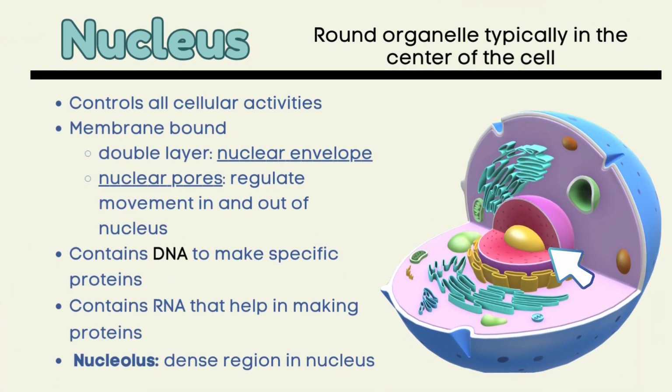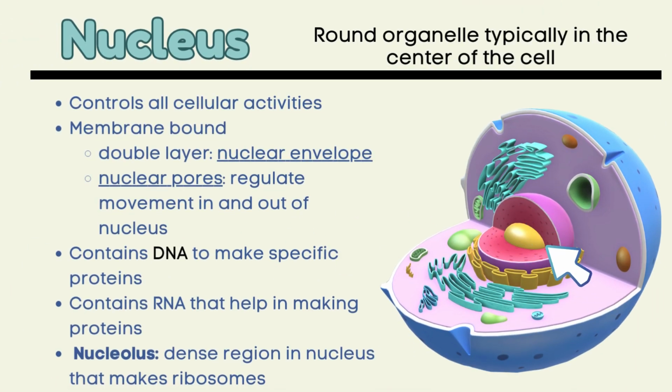The nucleus is a round organelle typically located in the center of the cell. It functions to control all cellular activities. It has a double-layer membrane called the nuclear envelope, which has openings called nuclear pores. Nuclear pores regulate what can enter and exit the nucleus. The nucleus contains DNA to make specific proteins. There's also RNA inside the nucleus that helps to make the proteins as well.